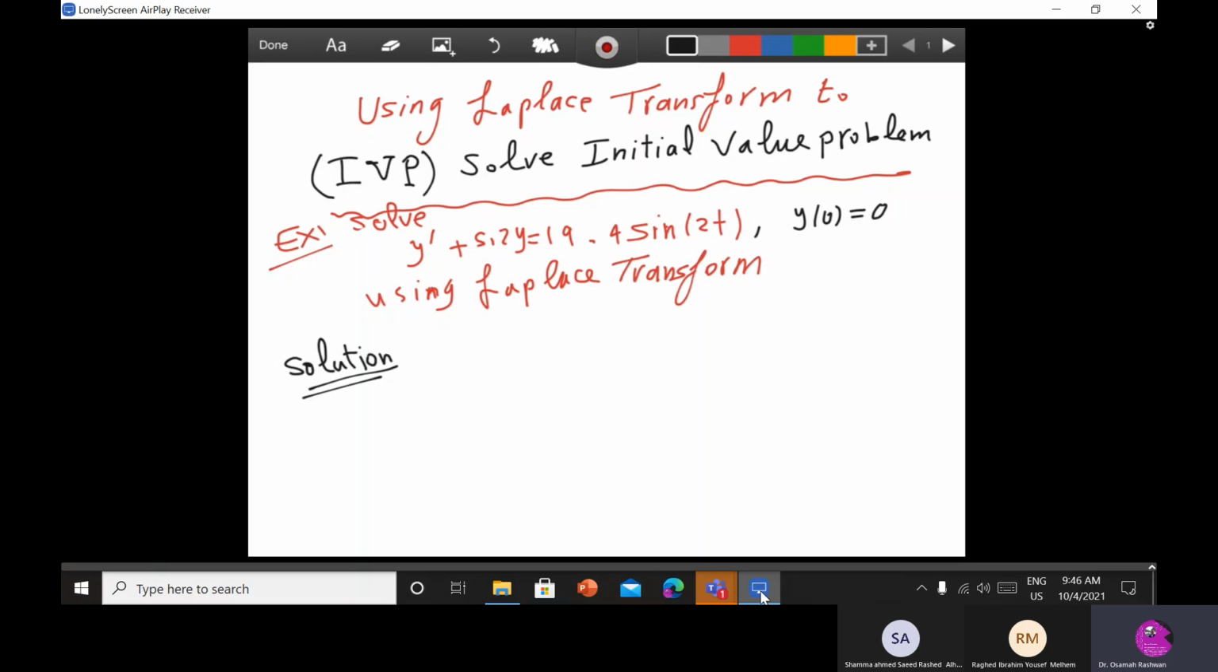So how to solve this one? Yes, I will take Laplace transform of both sides. If you have paper and pencil, please try it with me. Laplace transform for both sides.